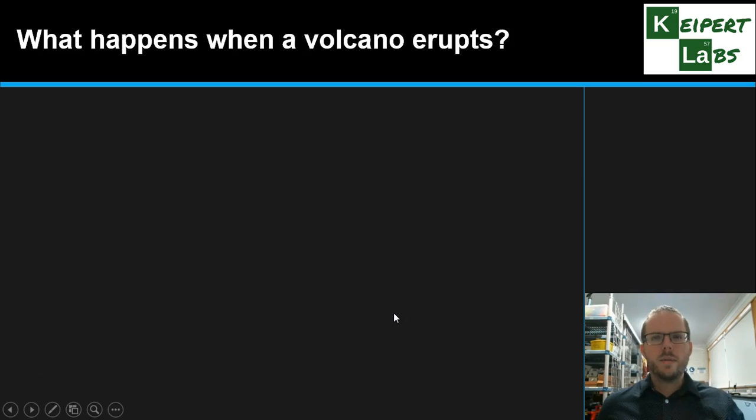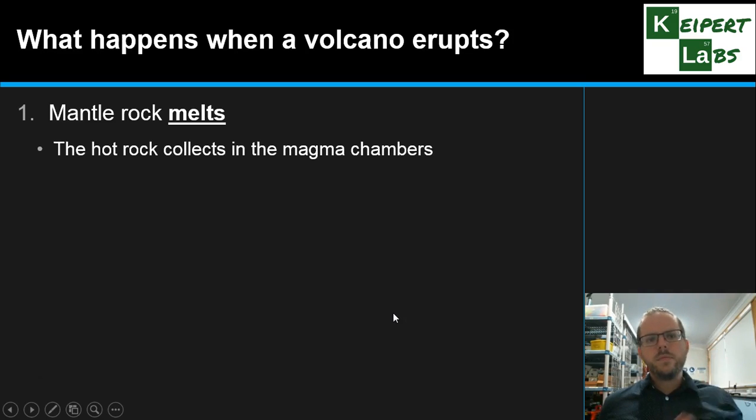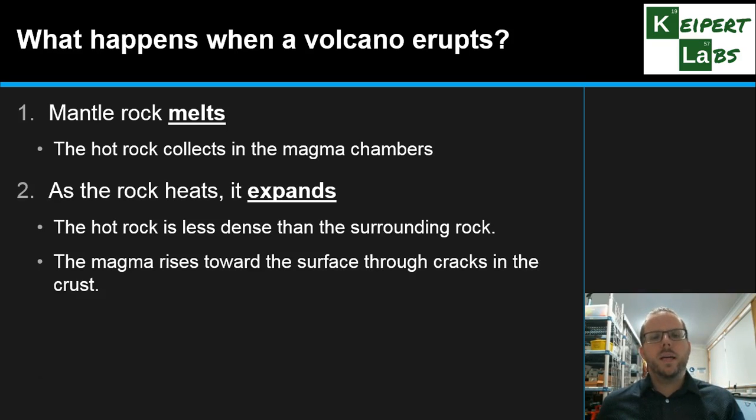Okay, so let's look at the three main steps that lead up to an eruption. The first thing that happens is the mantle rock melts, due to that heat and pressure, and then that magma collects in these magma chambers. It's built up in this solid, trapped place. But as it becomes hotter, it expands. As it gets less dense, it pushes out and away, and so then it rises up towards the surface. Wherever there may be cracks or weaknesses in the crust, the magma is going to break its way through to the surface.